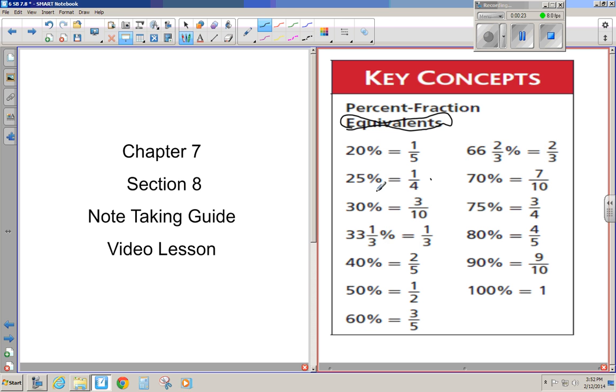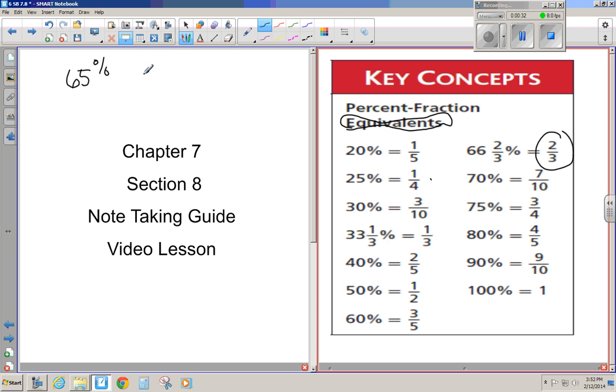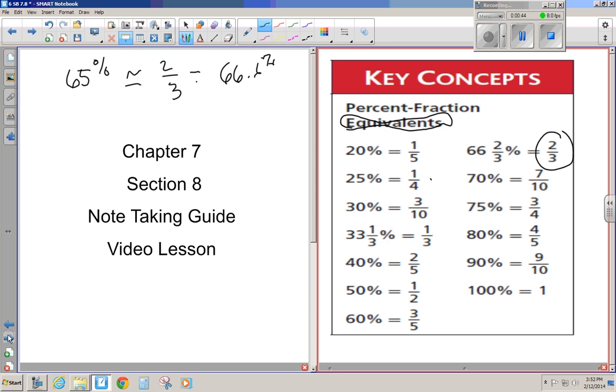The reason you want to use these is if I said something was approximately 65% and you had to estimate, you could use 2/3. It's approximately 2/3, because 2/3 is equal to 66.6%. Very close. So please keep these percentages in mind.